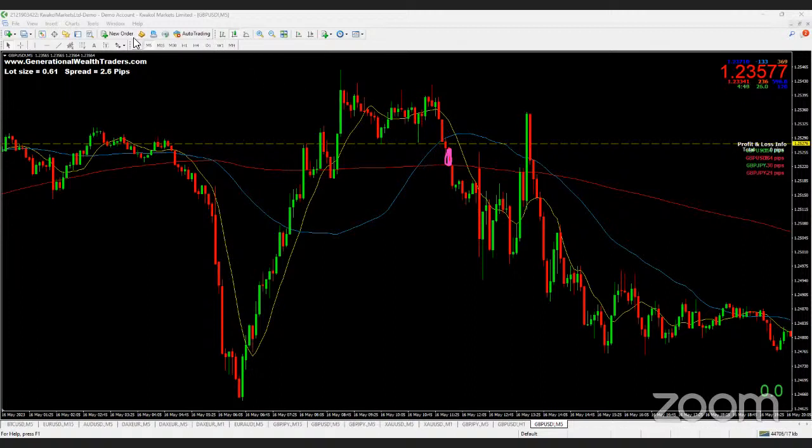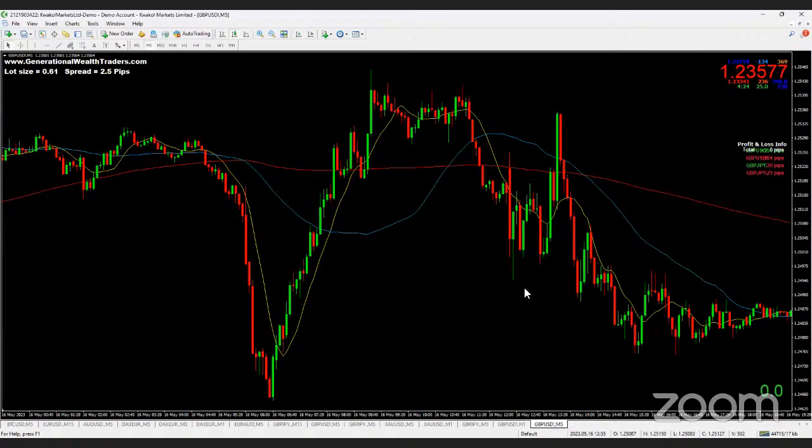Okay, so let's look for a better example. Let's clean this up. Okay, so let's scroll back and look for a better example when an M and W would have been a good way to enter. Now, sometimes it might be difficult to spot. This is also some sort of W, but it is more of a V.